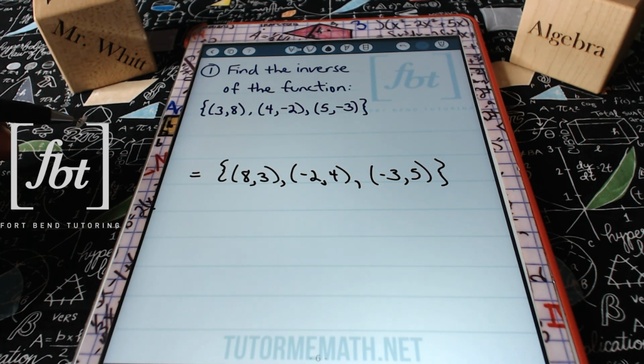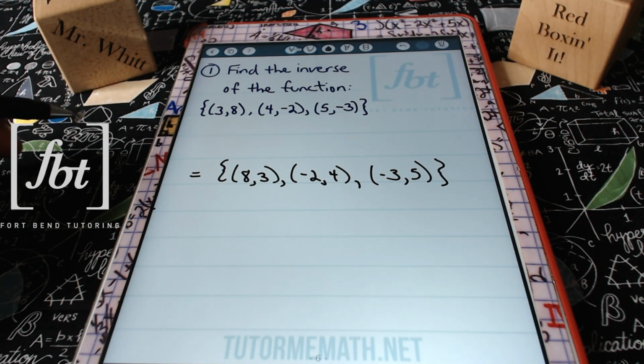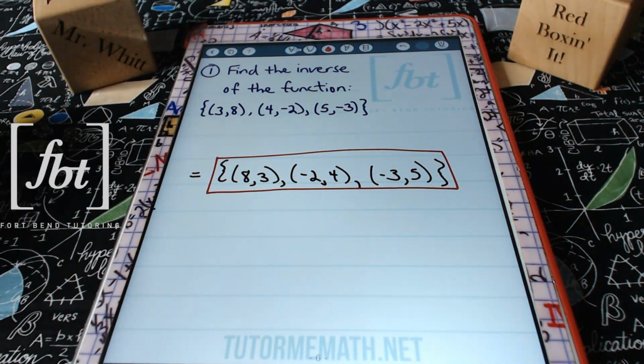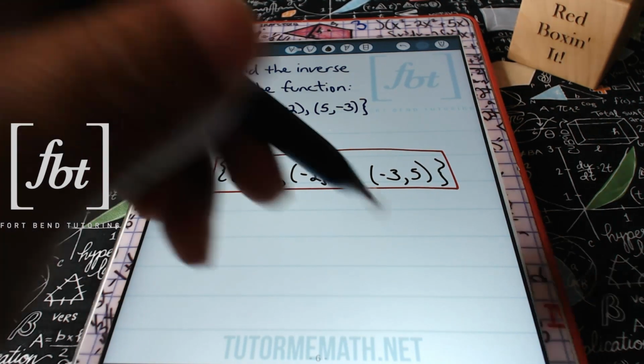By the way, red box it. Put a box around the answer. That's all you had to do. If they give you a set of ordered pairs and ask for the inverse function, just switch all the x and y values. That's it. You're welcome. Let's move on to the next problem, shall we?